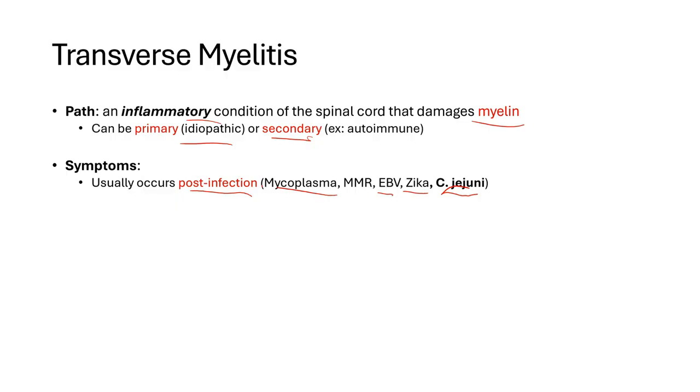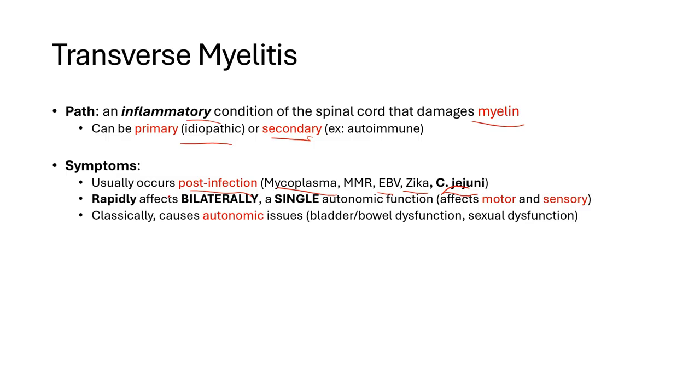So how exactly do we tell these two apart? Well, we're looking for rapidly progressing bilateral symptoms, just like GBS, but in this case, this is going to cause a single autonomic function, or a single dermatome is typically affected. This will not be ascending or descending or anything along those lines.